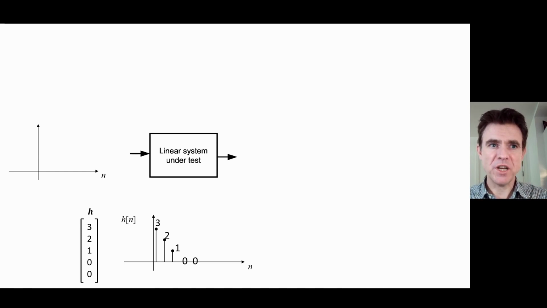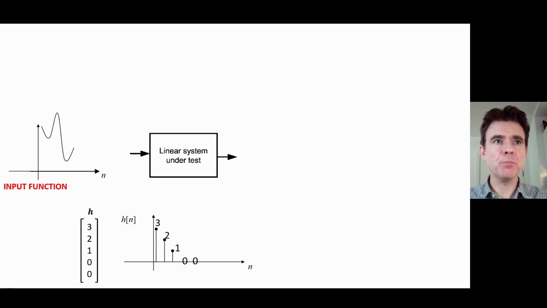Now the key thing to understand is, if we've captured the response of a linear system to an impulse or point input, then we are well able to explain the system's output for any arbitrary input, because any arbitrary input function can just be regarded as a collection of impulses or a collection of points.